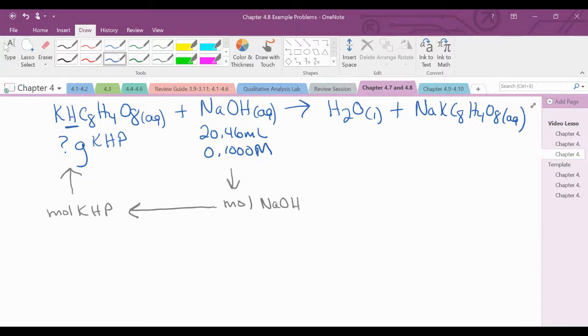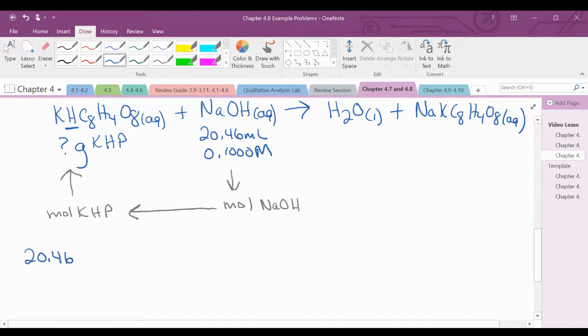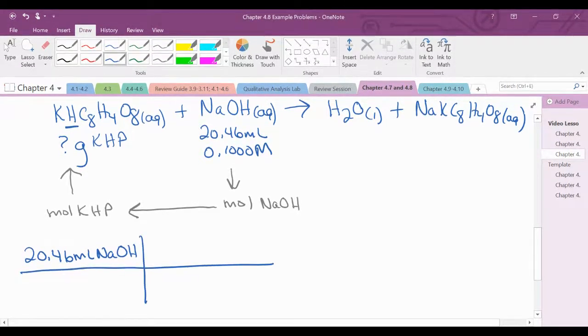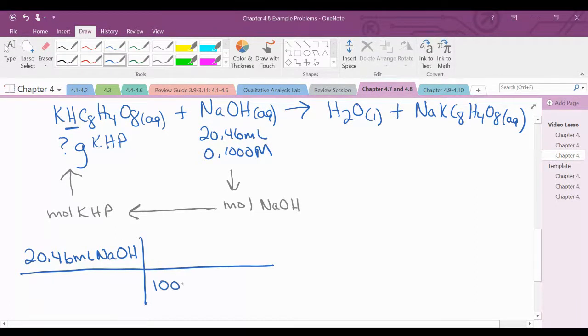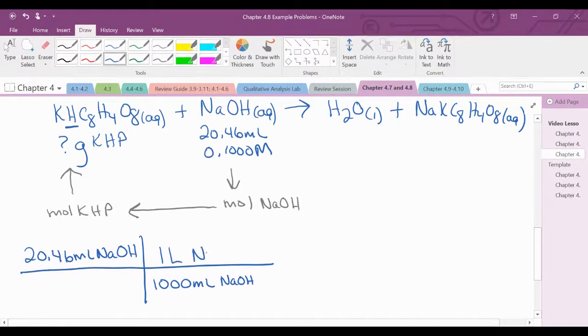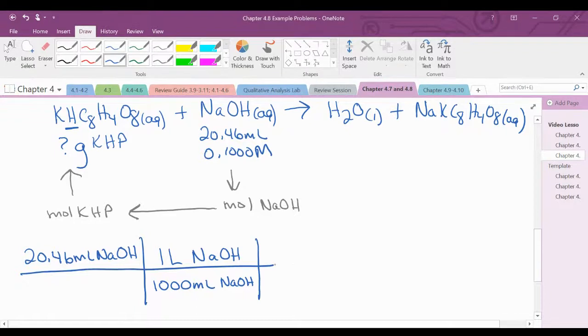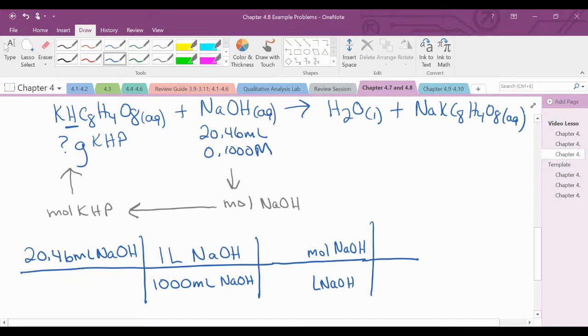So I'm going to start with my 20.46 milliliters of sodium hydroxide. So that I can work with my molarity, I'm going to convert from milliliters of sodium hydroxide to liters of sodium hydroxide. And then convert from liters of sodium hydroxide to moles of sodium hydroxide. That's my molarity: for this solution, I have 0.1000 moles of sodium hydroxide for every 1 liter.